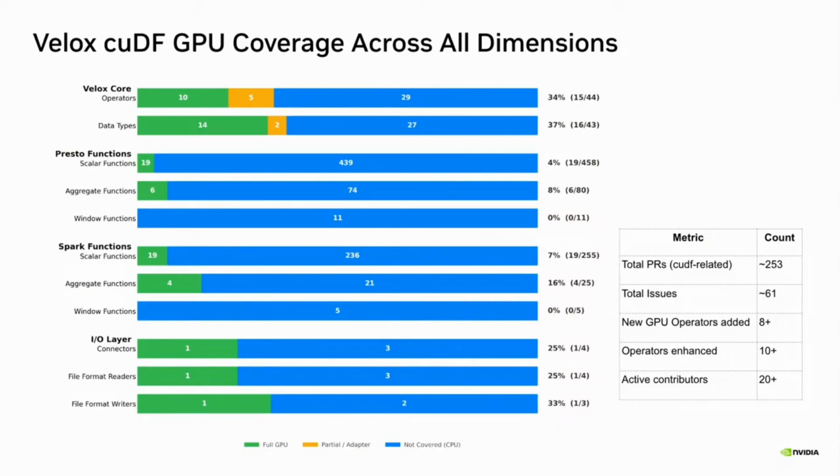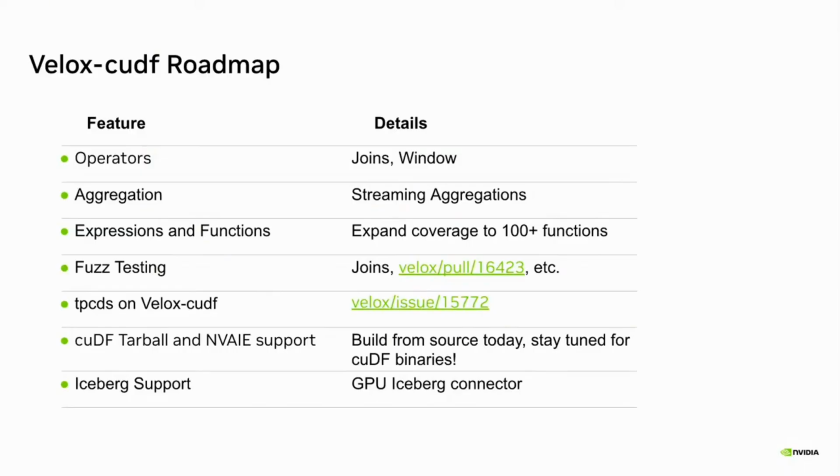And let's go and look at the next Velox cuDF roadmap. So going forward, stability is our number one priority. So now we have the Velox CI for GPU, which runs dedicated GPU builds and unit tests. Every commit to the Velox cuDF module is actually verified before it gets committed. And we have new features coming up for operators, aggregations, and expressions.